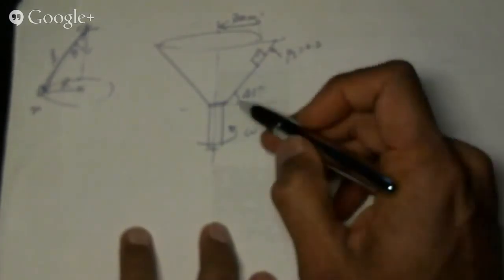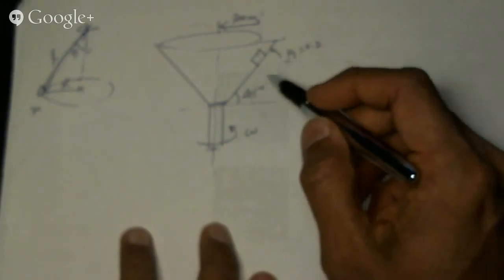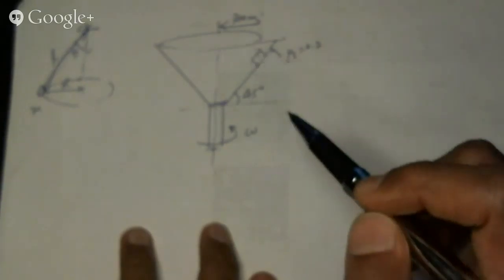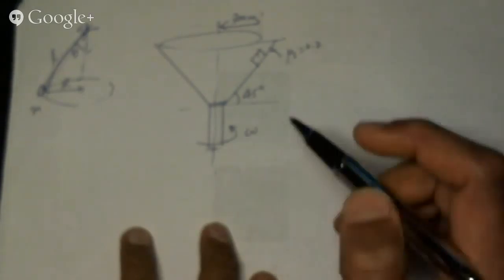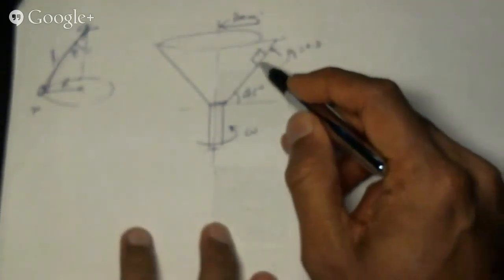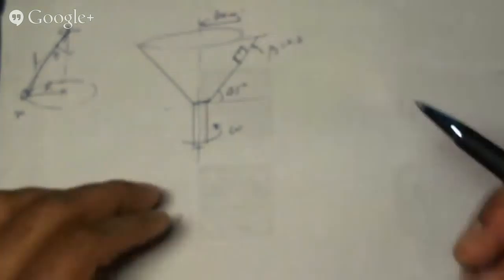So the question is, find the maximum angular velocity that would not cause this block to slide. So, the minimum and maximum angular velocity that would prevent this block from sliding? Okay, so the entire thing is rotating? Yeah, this whole thing is rotating and the block is sitting there.